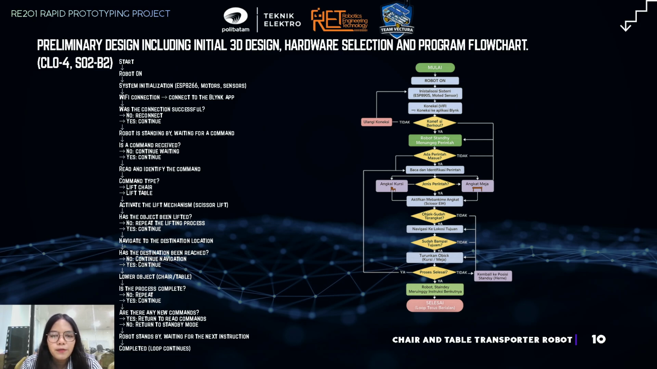When a command is received, the robot identifies the command type, whether it needs to lift a chair or a table. The robot activates the lift mechanism to lift the object. If the object is not lifted properly, the lifting process will repeat until it is successful. After lifting the object, the robot starts navigating toward the destination. If it has not reached the destination yet, it will continue moving. When the robot arrives at the destination, it lowers the chair or table.